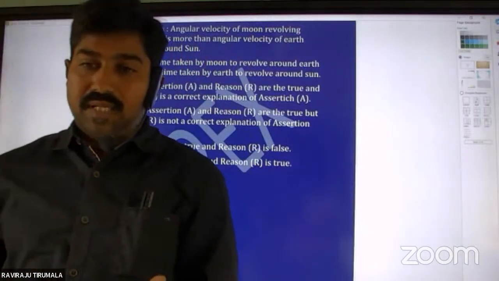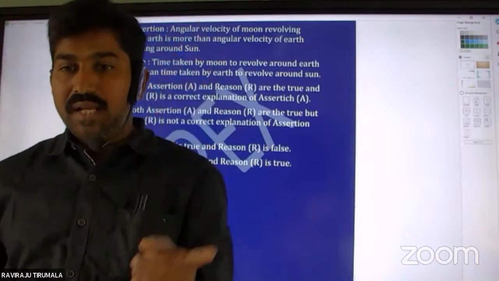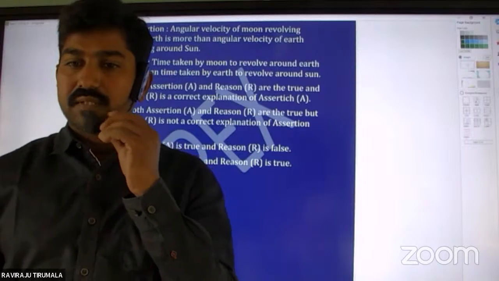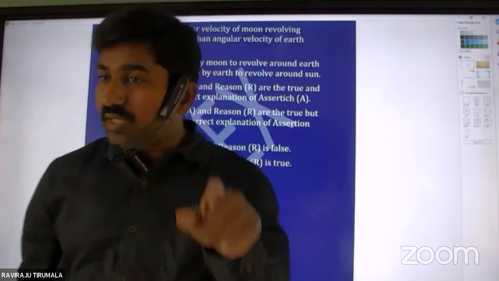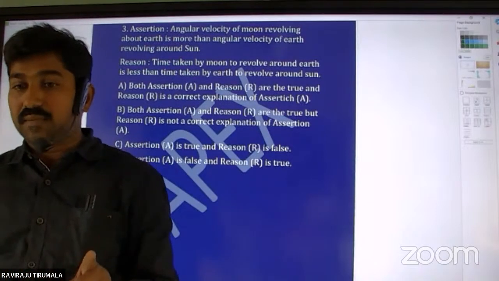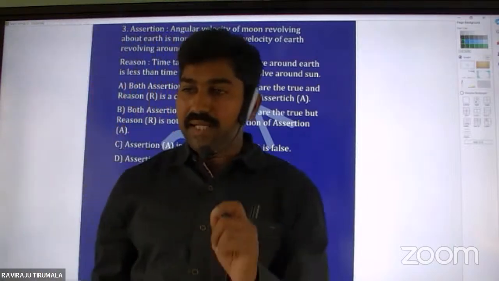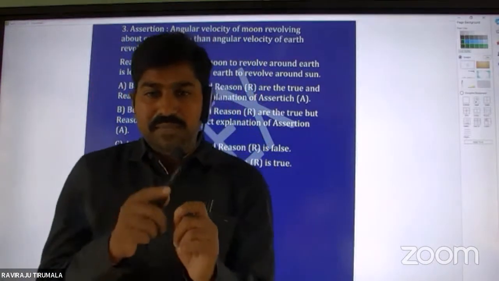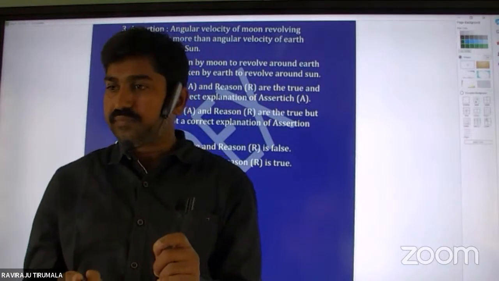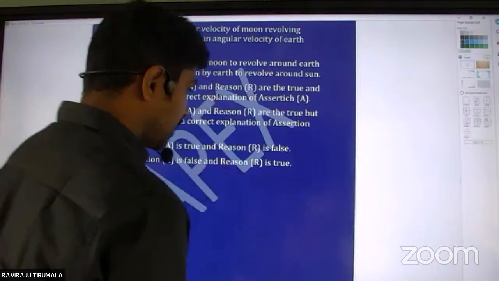How much time does the moon take to complete one revolution around Earth? Simple, 24 hours. But this is not about velocity, this is about angular velocity. Angular velocity means angle by time. How much angle will be there in a complete rotation? 2 pi, 360 degrees, 2 pi, within 24 hours.